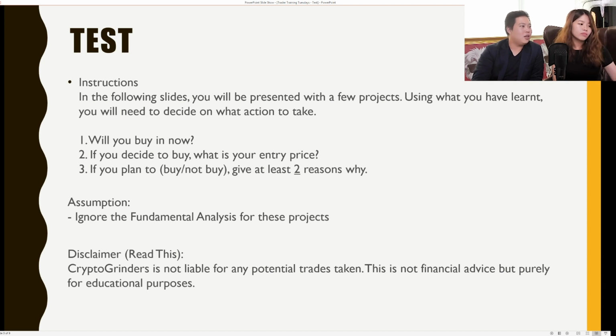That's easy. Disclaimer. Crypto Grinders is not liable for any potential trades taken. This is not financial advice, but purely for educational purposes. Did he really have to read this? Alright, let's go.